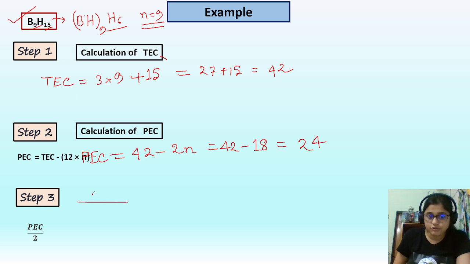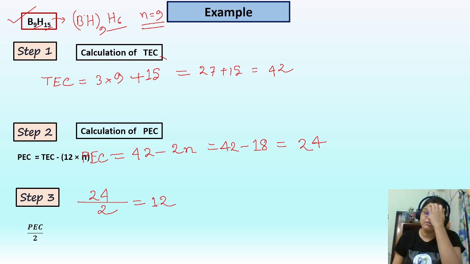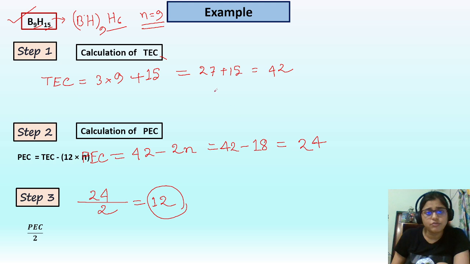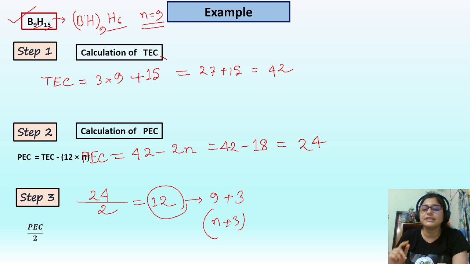Fine. Now the third step, this is PEC by 2. We have to calculate. So PEC is 24. PEC by 2 means 12. This is the x value which I talked about in the previous slide. So we have to express this 12 with respect to the n value, means 9. So it will be obviously 9 plus 3, right? So n plus 3, what is it? It was closo, nido, arachno, right? So closo means n plus 1, right?